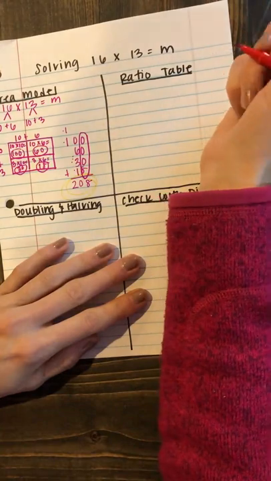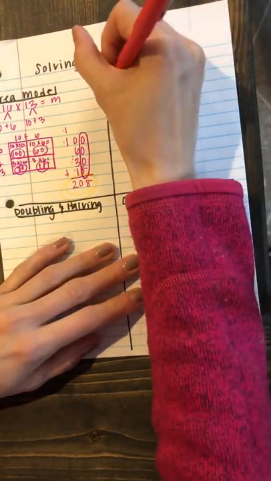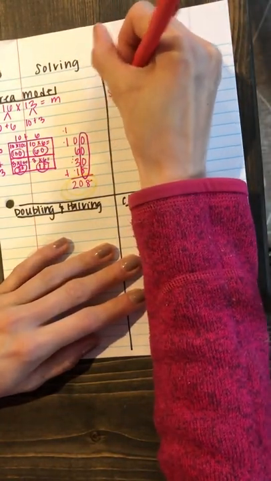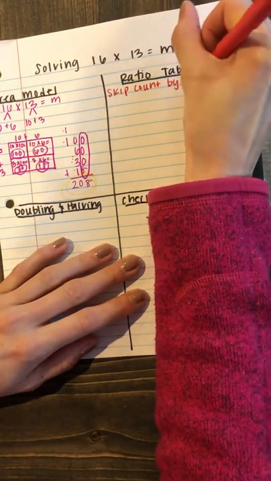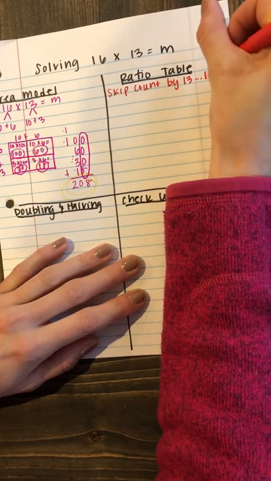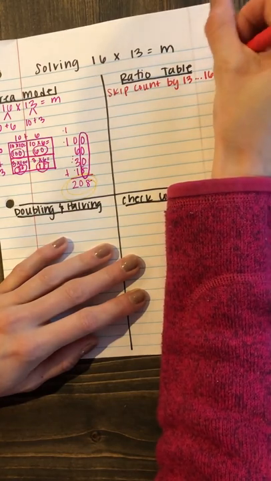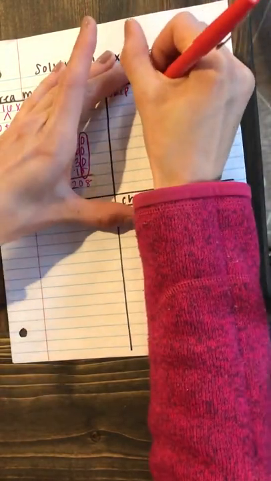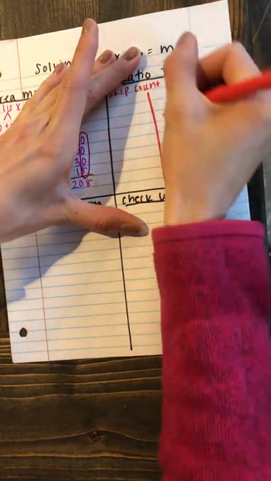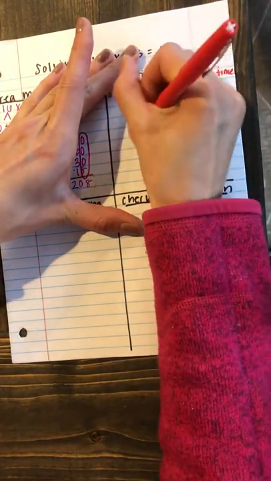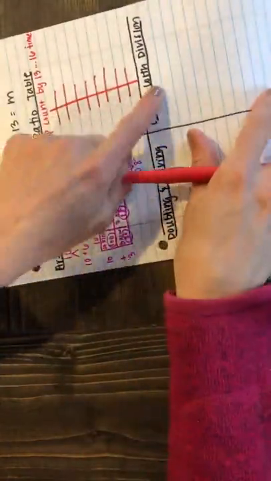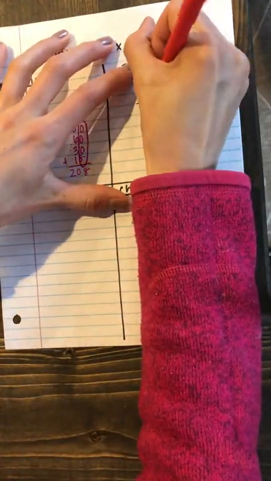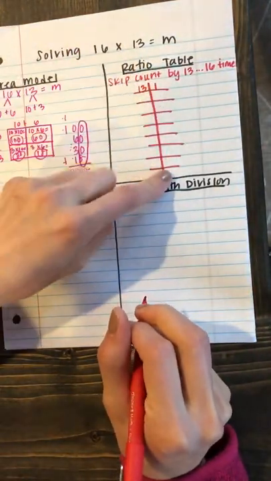So basically, think about it like this. We're just going to skip count by 13 16 times. Does that make sense? So I make a big place value chart here. I'm going this way just to save space, but you can always draw it this way as well. And then you can put 13. We're going to count by 13s 16 times.